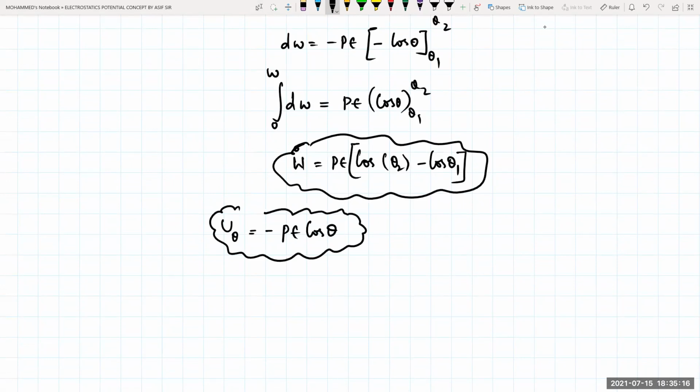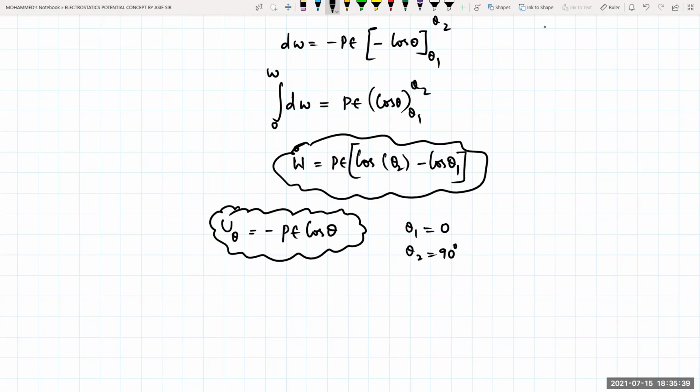That means taking theta 1 equal to 0 degrees and theta 2 equal to 90 degrees. Theta 1 is nothing but cos 0, and cos 0 is 1. So it is minus PE cos theta, part of the relation. Is it clear for everyone?